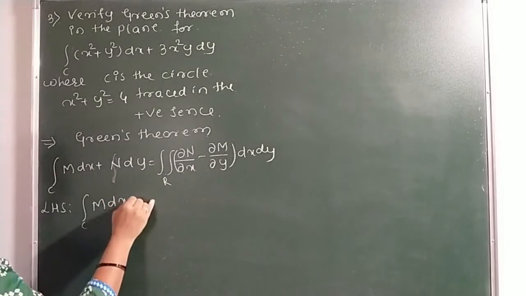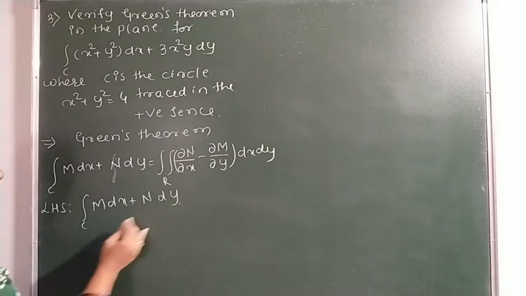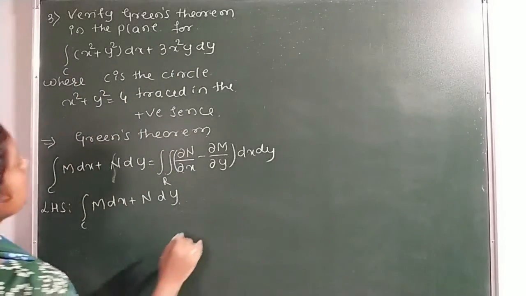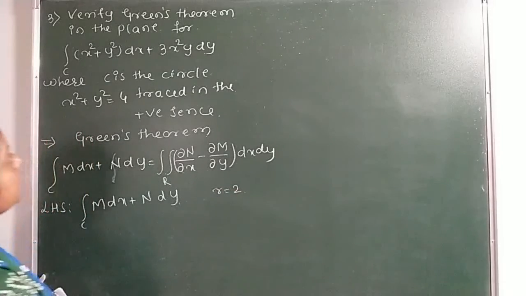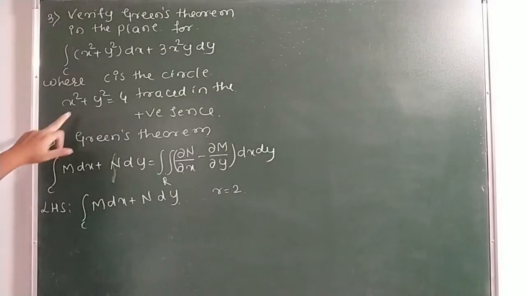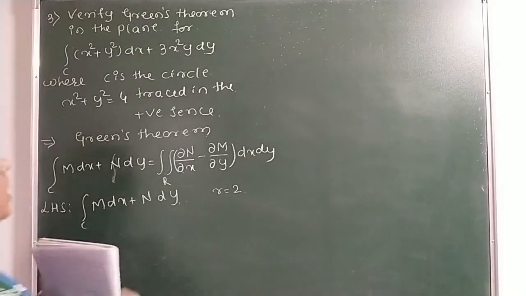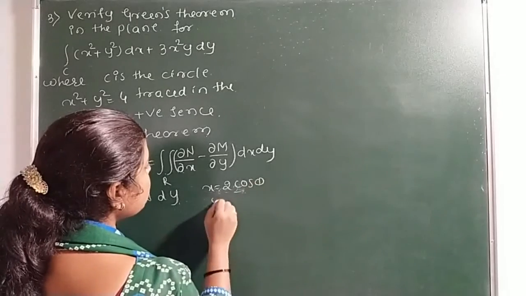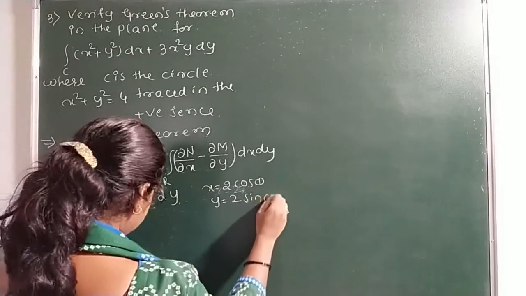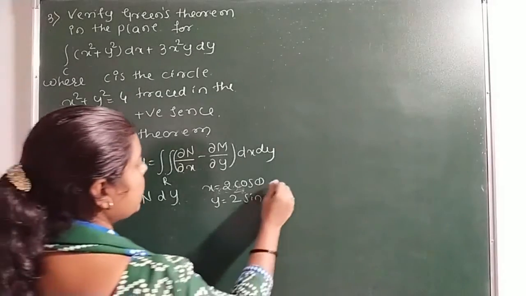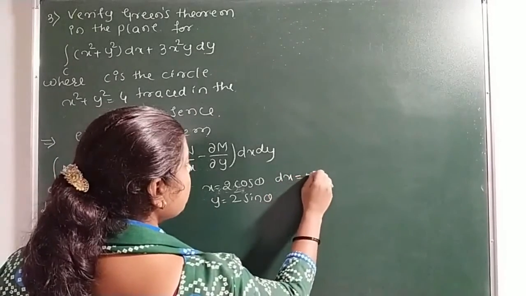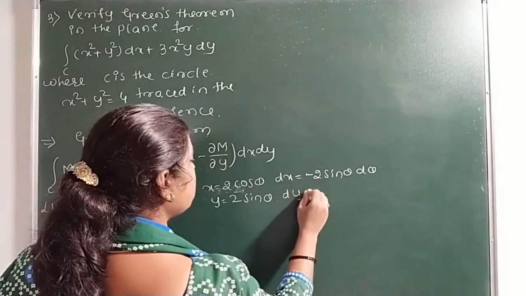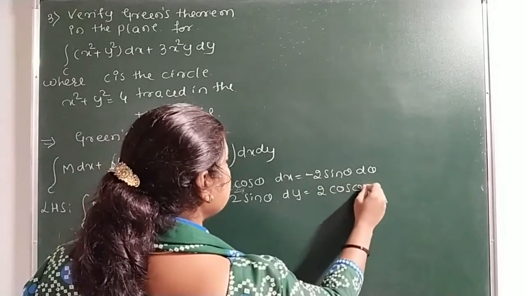C indicates the curve, which may be a circle or a parabola. Here they have given a circle with radius R equal to 2. Since the radius is given, you have to consider the parametric equations: x equals 2 cos θ and y equals 2 sin θ. Then dx is equal to minus 2 sin θ dθ, and dy is equal to 2 cos θ dθ.